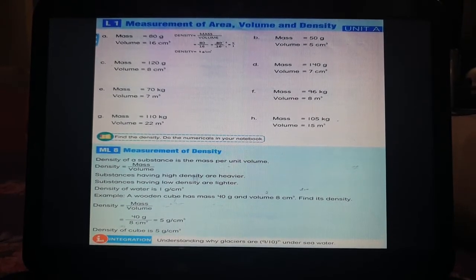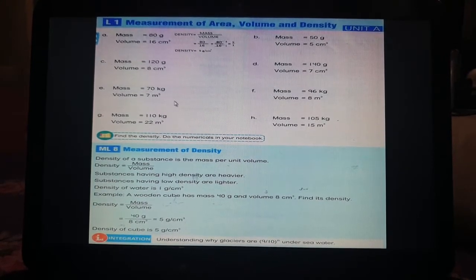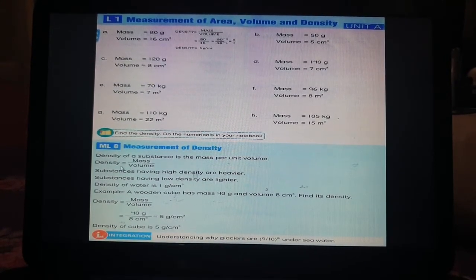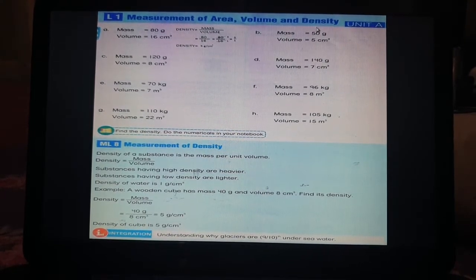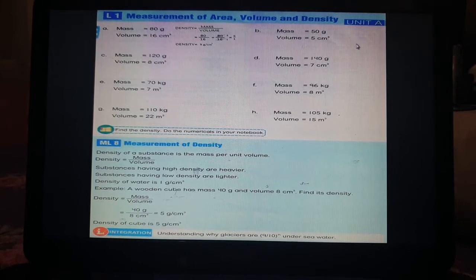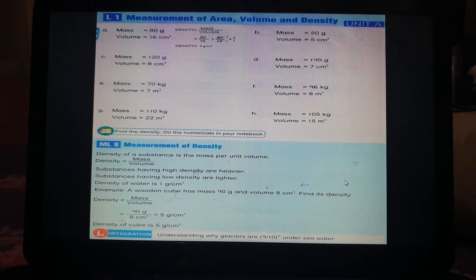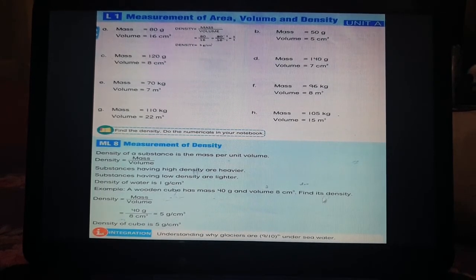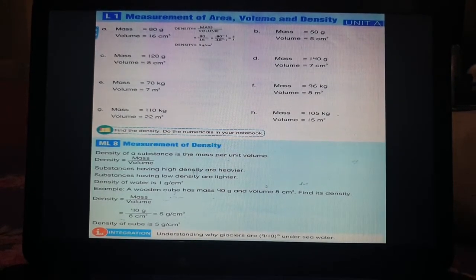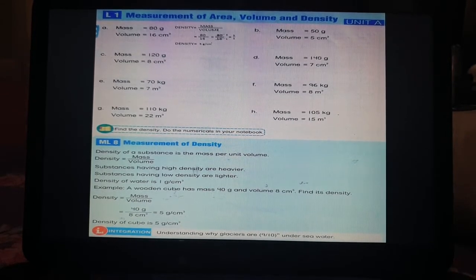Okay, so this is the last topic from your first chapter. So here comes the end of the first chapter, measurement of area, volume and density. I'll be sharing the notes with you in a very short time. So we shall continue in the next class. We will go through some other topics, from chemistry or biology. We will choose a chapter and start the new chapter.